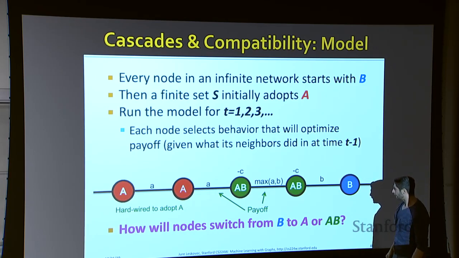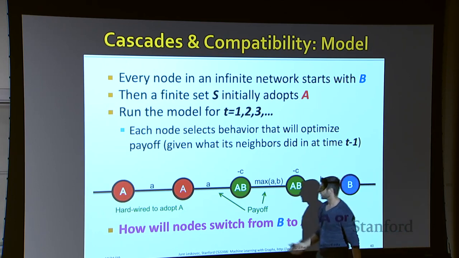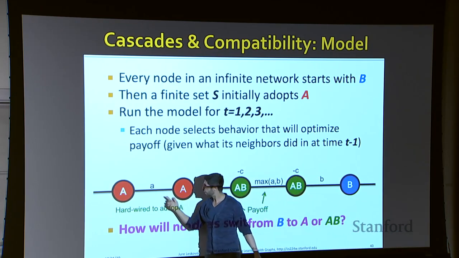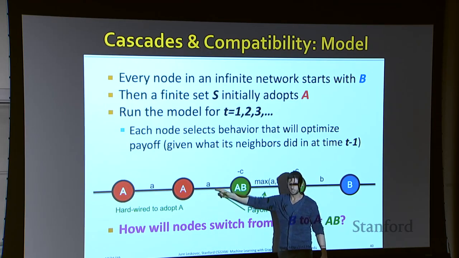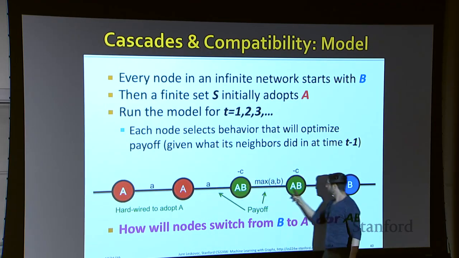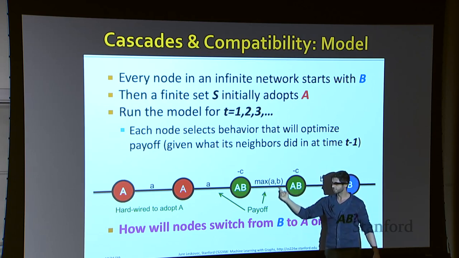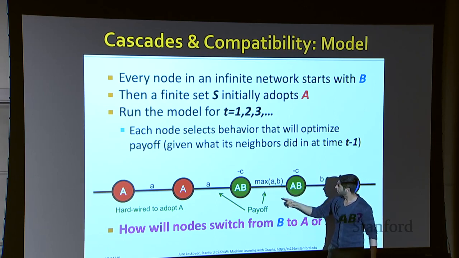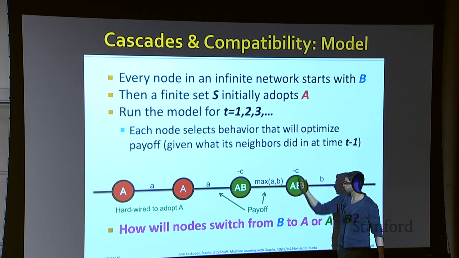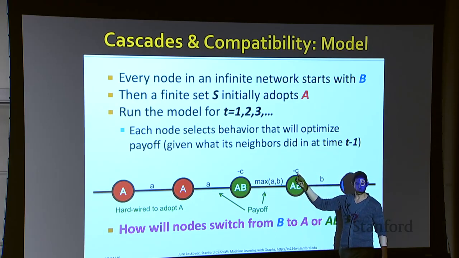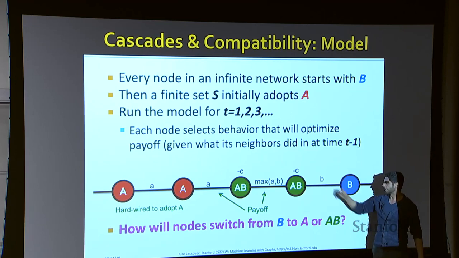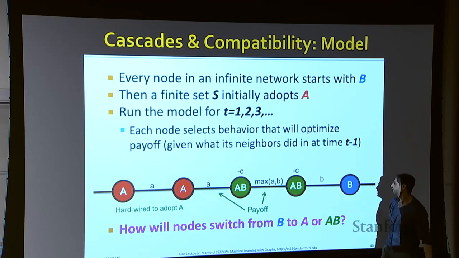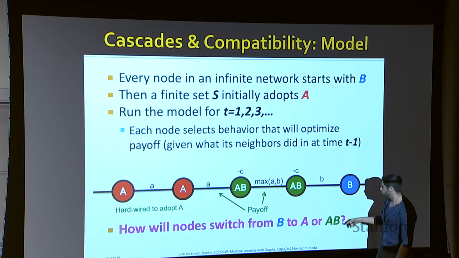Now, let's think about here. In this case, A and A are getting payoff A between them. Here, A and AB, the payoff is A, and AB next to AB is selecting the max between A and B in terms of payoff. But both of these nodes, given that they adopted AB, are also paying a cost C. So we always have to do minus C to remove the cost. And from this side, when AB is matched with B, then the payoff is B. So how will our nodes switch from B to A or to AB?